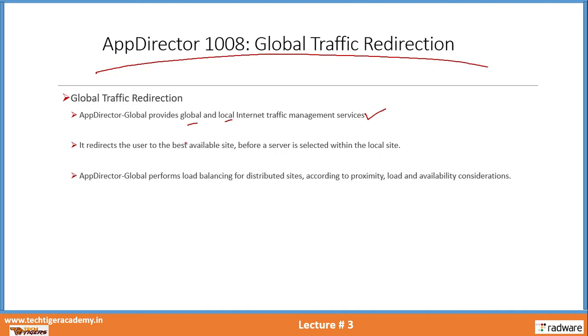So in that case, you would like to provide global traffic redirection so that the traffic from specific regions, from a specific location, is forwarded to the application server at the nearest distance, so that there is less lag and less delay. Global traffic redirection redirects the user to the best available site before a server is selected within the local site. App Director Global performs load balancing for distributed sites, sites which are distributed across different regions, different locations, and all that.